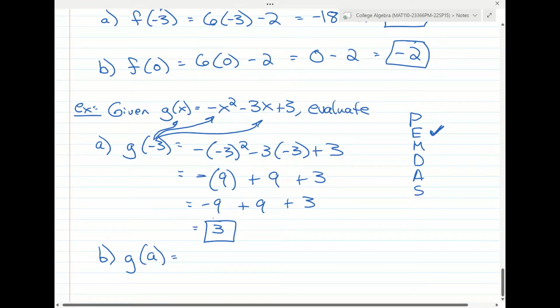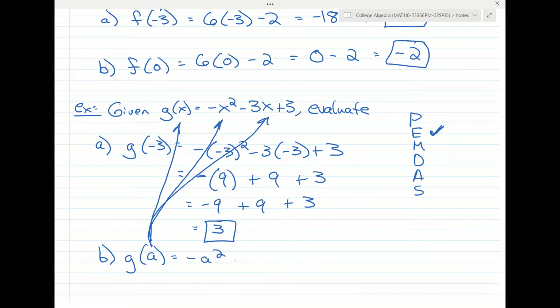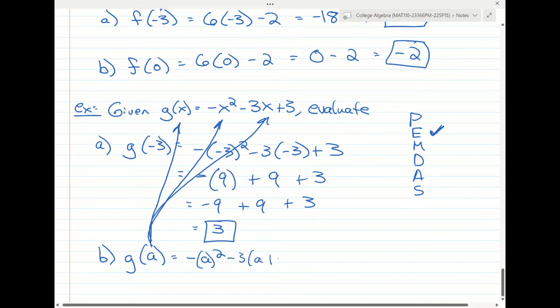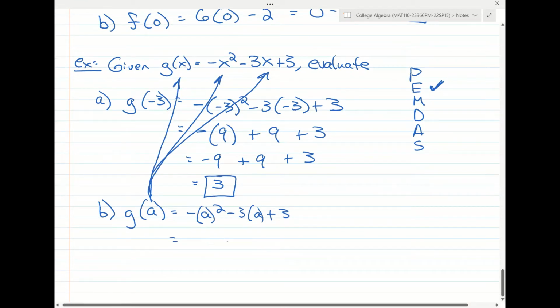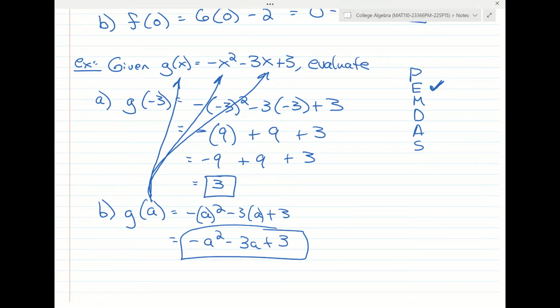The rules don't change if we plug in variables. Just because I asked you to plug in a doesn't make anything any different. We just plug in a for all the x's. We get negative a squared minus 3 times a plus 3, which is just negative a squared minus 3a plus 3. There's nothing else to really do there. On your exam 1, it'll have numbers. So it'll say g of 2 or something like that, and then you just plug that in for a.